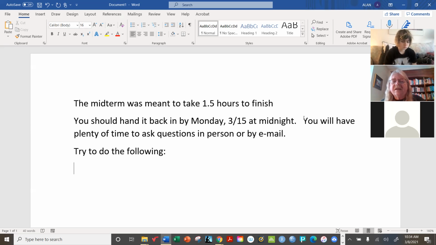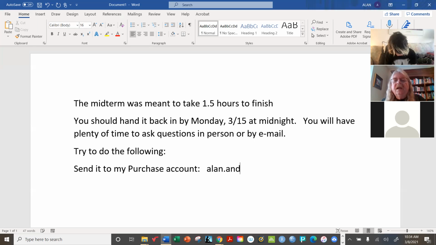Okay, you can scan it back to me, or you can just take pictures, but send it to my Purchase account, only because I have a lot fewer emails in my Purchase account than my regular email account. And if they're in that Purchase account, it's just easier to find them. It's just that simple. If you send them to my other account, Dr. AA, it's fine. I'll find it, but it's just easier if they're all together in one place.